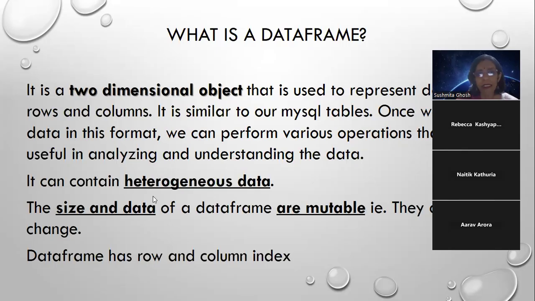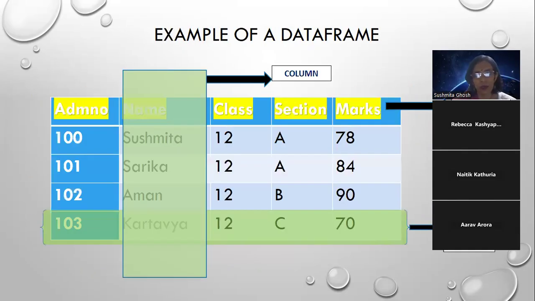Fine. In this case, size and data both are mutable. I can change the size also. I can change the data also. And in the case of series, we had only one index, which was my row index, because there was no column as such. But in the case of data frame, we have both row as well as column indexes.